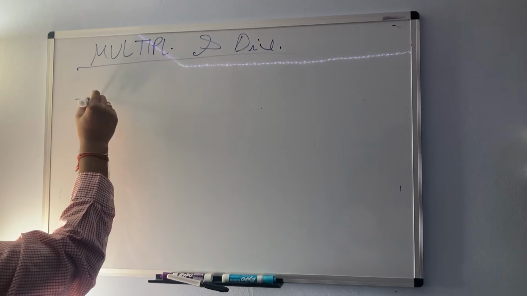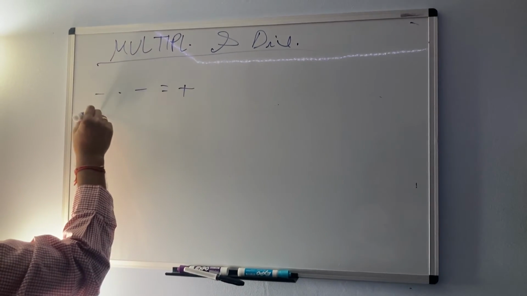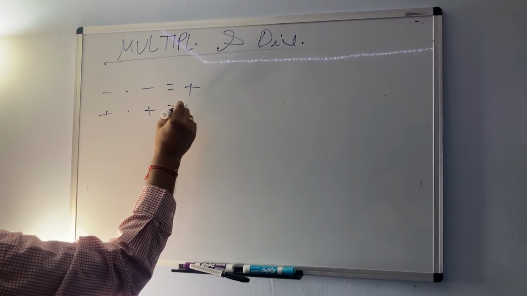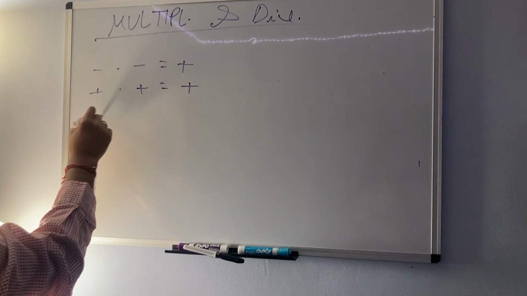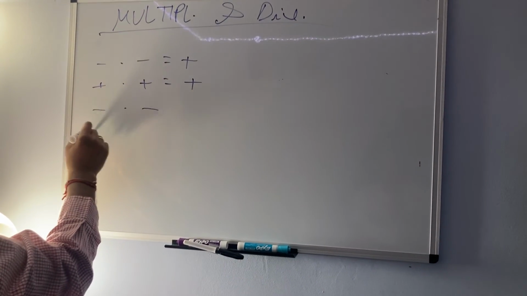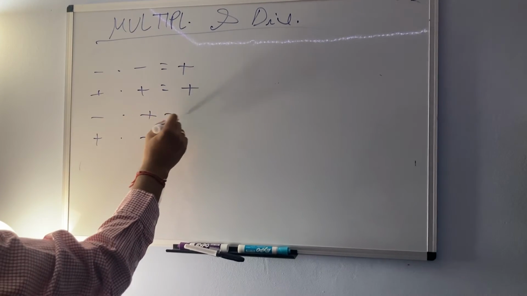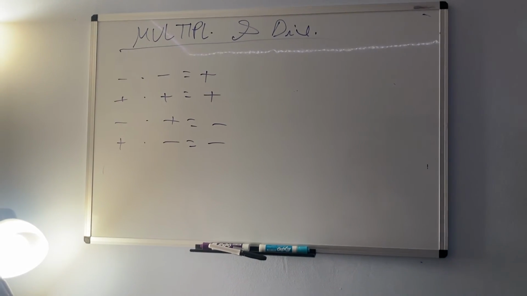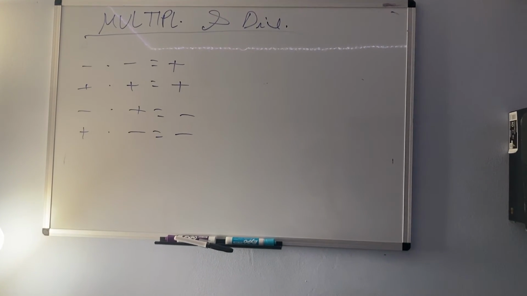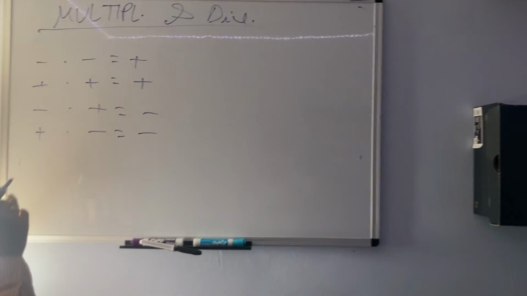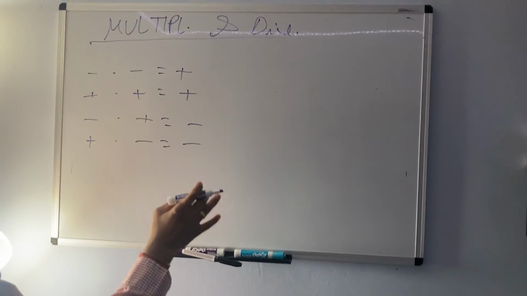During multiplication and division, when the signs are the same, the result is positive. It's always positive. When the signs are different, it is negative. So multiplication and division is fast. When the signs are the same, it's positive. When the signs are different, it's negative.